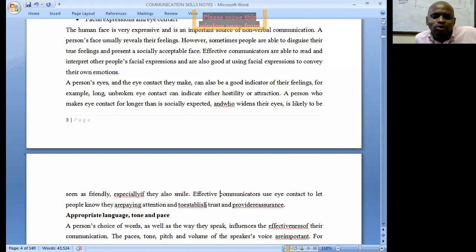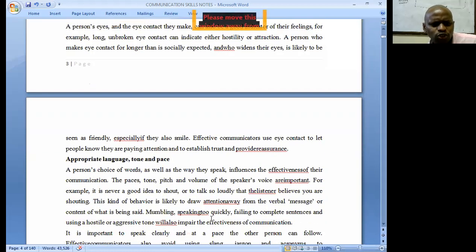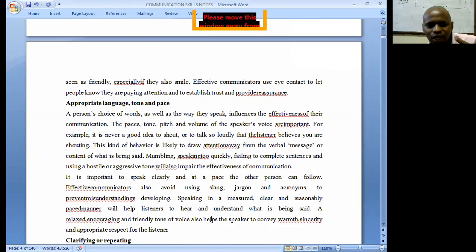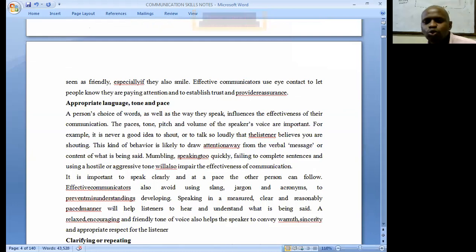Sometimes when you're talking to a person and that person is not even looking at you, it means that person is not paying attention, and that is very dangerous to you. Then the other thing is appropriate language, tone, and pace. Your tone can send messages. A person's choice of words as well as the way they speak influences effective communication. The way you talk might influence the message that you want to pass to the other person. The pace, tone, pitch, and volume of the speaker's voice are very important.